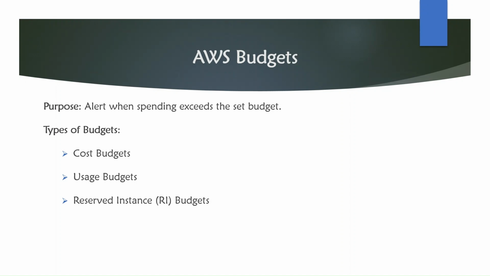So reserved instance budget. So reserved instance budgets track the usage and the cost associated with reserved instances. So these budgets help users manage their investment in reserved instances and ensure they are being utilized efficiently. Alerts are triggered if usage or cost of reserved instances are not in line with expectations. So these are the AWS Budgets.